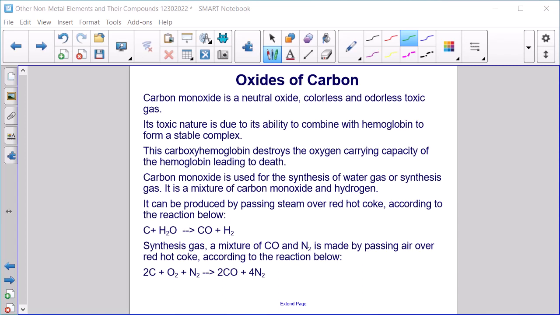Carbon monoxide is used for the synthesis of water gas or synthesis gas. It is a mixture of carbon monoxide and hydrogen. It can be produced by passing steam over red-hot coke according to this reaction, where we get carbon monoxide and hydrogen. Synthesis gas, a mixture of carbon monoxide and nitrogen, is made by passing air over red-hot coke according to this reaction. So air has a mixture of these two gases, and we end up with carbon monoxide and nitrogen gas.